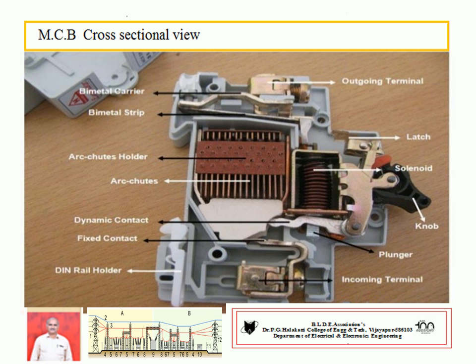The diagram shows a cross-sectional view of the MCB. It mainly consists of an incoming terminal, outgoing terminal, knob, solenoid, latch point, bimetal strip, and arc extinguishing chamber, as shown in the diagram.